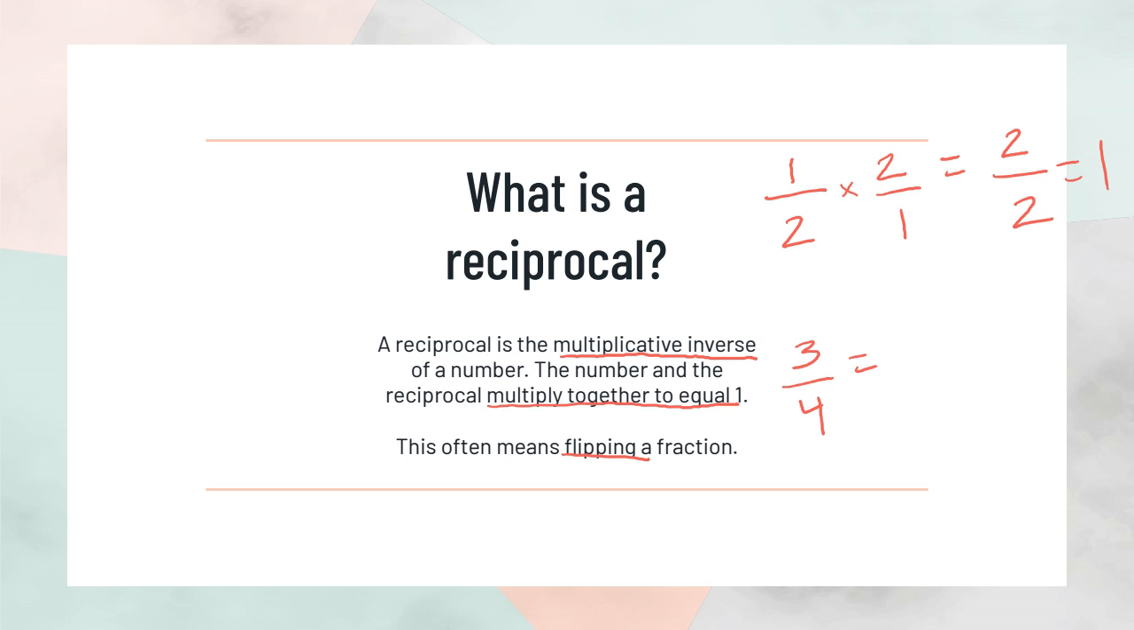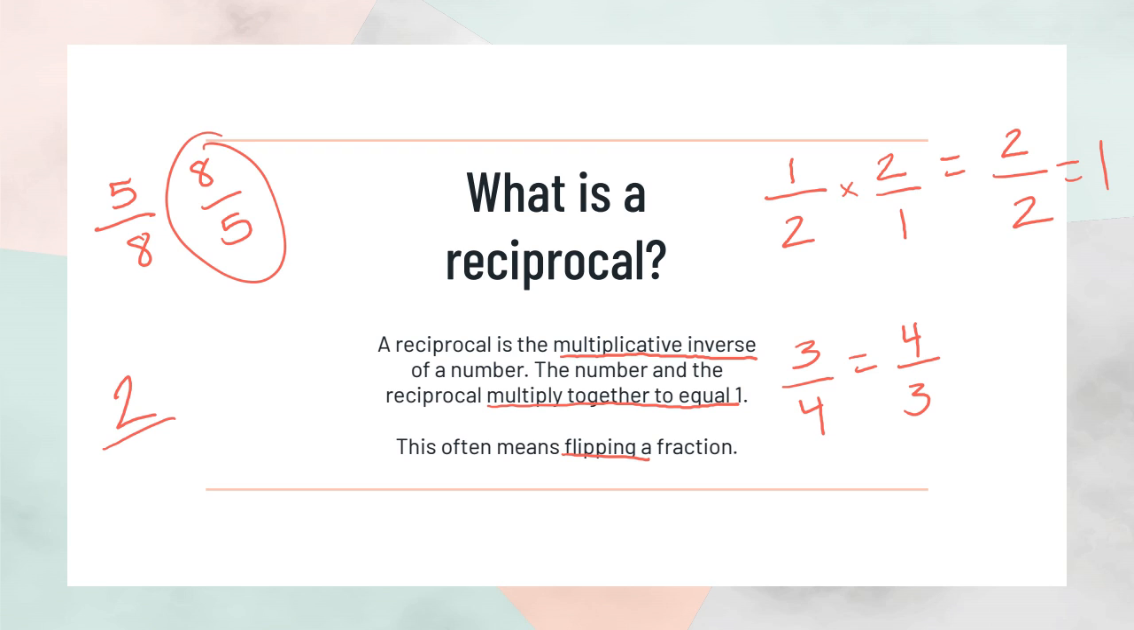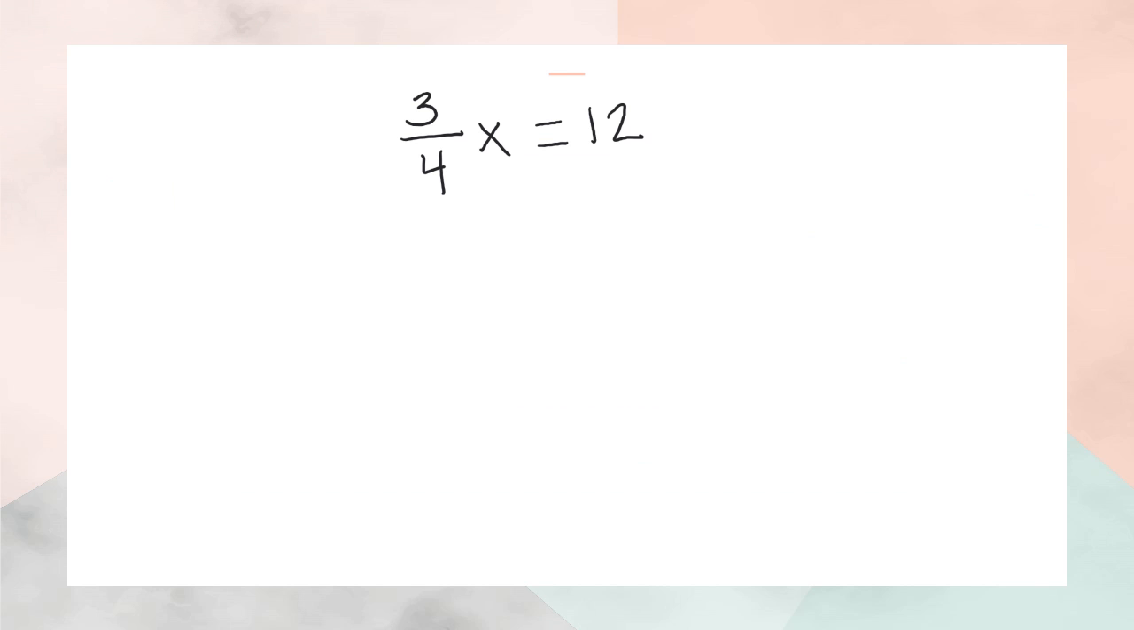So if I have 3/4, what would the multiplicative inverse, or the reciprocal, be? I would just flip it, 4/3. What about 5/8? What would my reciprocal be? It would be 8/5. Good job. So in terms of a fraction, you just flip it. If you had a whole number, we know we can put it over 1. So the multiplicative inverse of 2, I put it over 1, and then I flip it, and it becomes 1/2. Pretty easy, right?